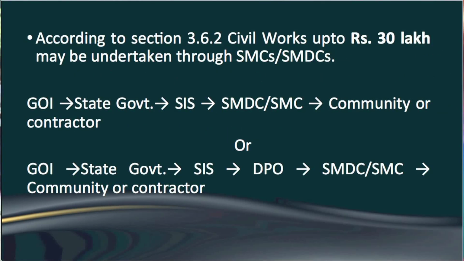According to section 3.6.2, civil work up to rupees 30 lakhs may be undertaken through SMCs or SMDCs. The structure will be followed like at the top there will be the Government of India, then the state government, then SIS, then SMDCs or SMCs, and last the community or the contractor. Or at the top it will be Government of India, then state government, then SIS, then DPU, then SMDC or SMC, and then community or the contractor. So this sequence should be followed.